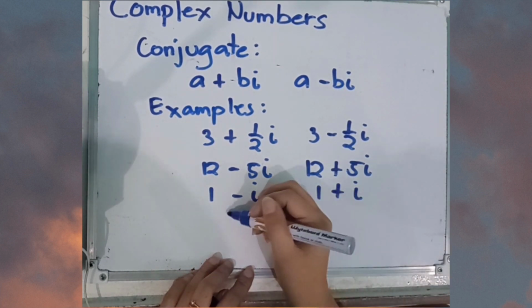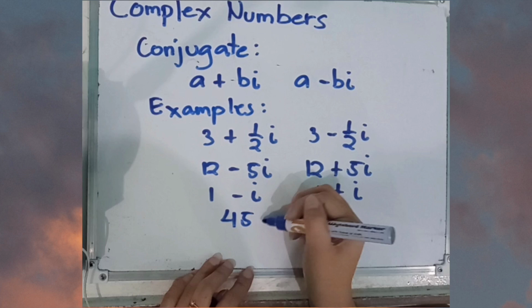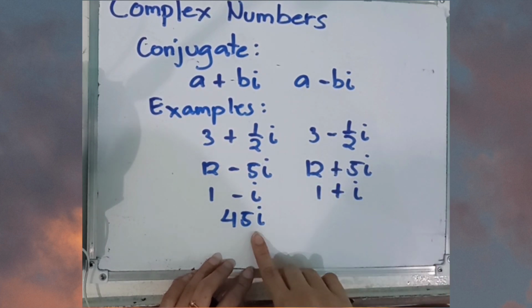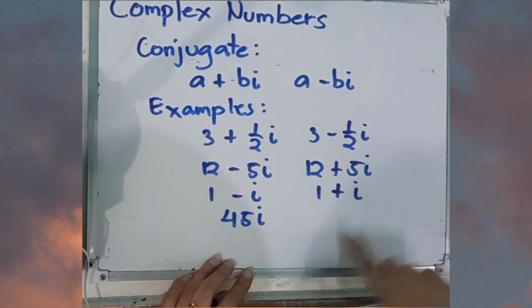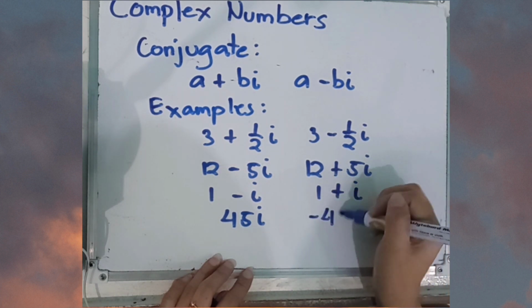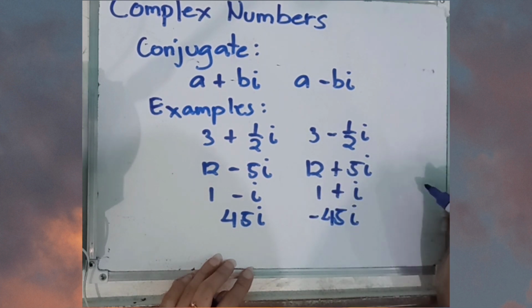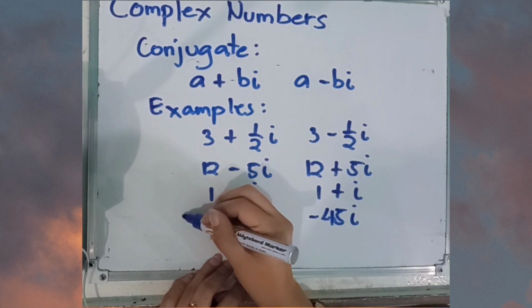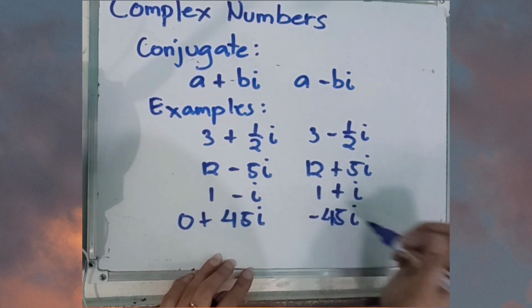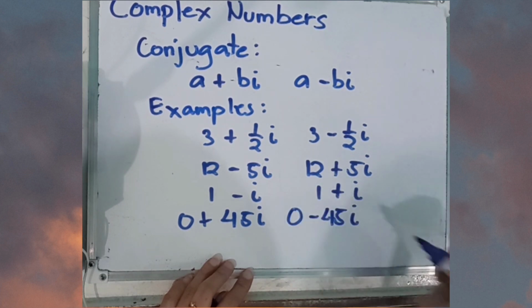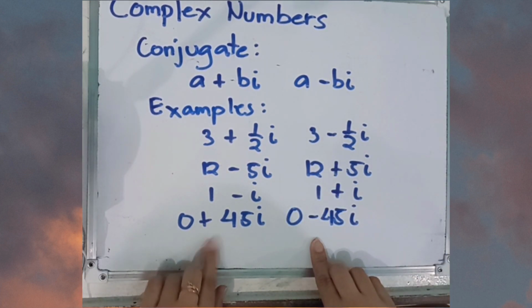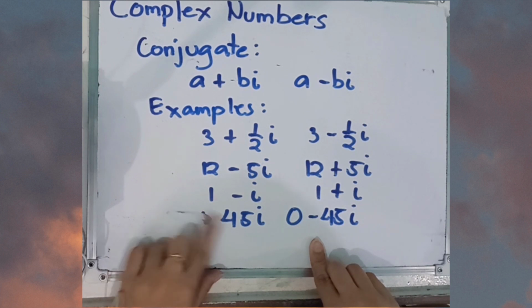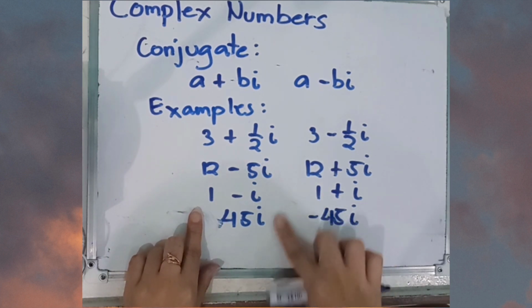How about if we have 45i? So here, the real part is 0. We are only left with the imaginary part. So for its conjugate, it's simply 45i. Why? Because let's say we have 0 as our real part. We have 0 there. So if we remove 0, it will look like this.